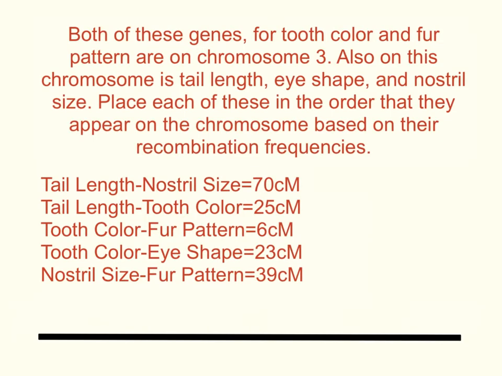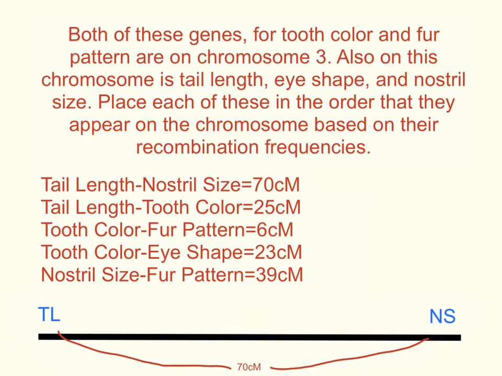So the way that we figure a problem like this out is by looking at the recombination frequencies they give us. The higher the recombination frequency, the further apart two genes are on a chromosome. So we can see here to start, it gives us tail length and nostril size. And the distance between them is the furthest that's listed here. So let's just go ahead and start by putting those on the end. This is the way that in your mind you should be thinking about a problem like this. You say, well, from what I know, those are the furthest, so we're going to place them on the end. So then look at the next one.